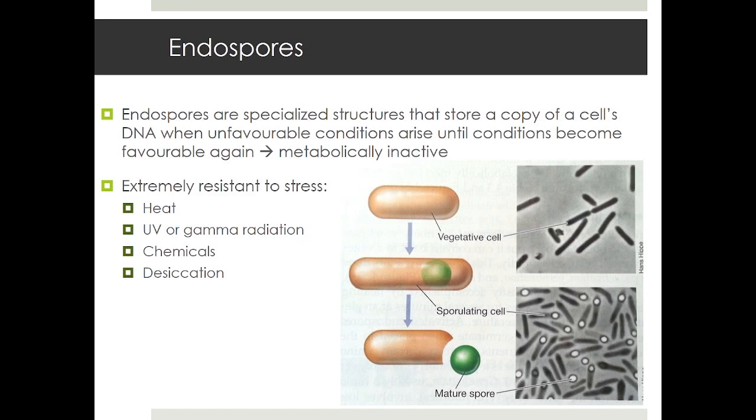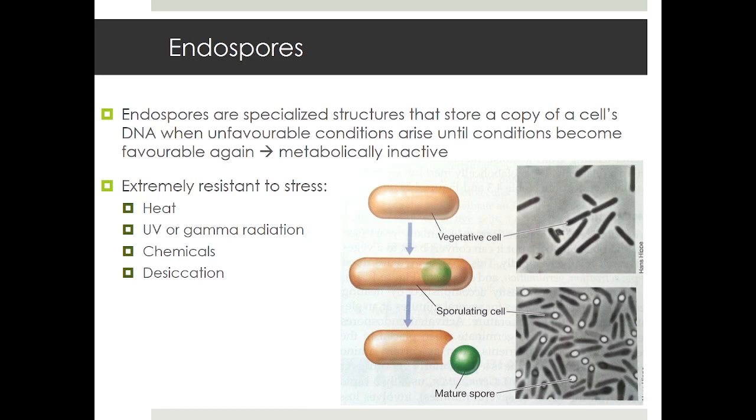Endospores are specialized structures that allow cells to persist in environments that become unfavorable. So if they are free living, they're happy, they're vegetative, dividing, and all of a sudden something changes to the point where they're unable to survive, one last ditch effort for them to be able to persist is to form an endospore. The endospores themselves are very resistant to stresses.